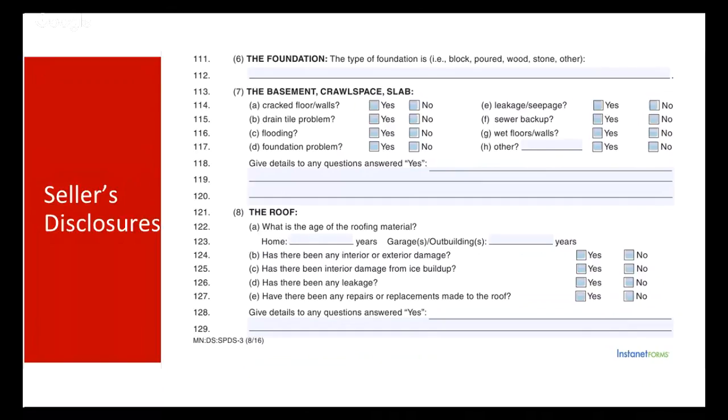Let's distinguish that. Has there been any interior or exterior damage? Have there been any damage from ice buildup? Have there been ice dams? It's not asking you, has there been an ice dam? It's saying, has there been any damage from an ice dam or an ice buildup? Any leakage? Have there been any repairs or replacements made to the roof? Yes or no? Give any details to yeses.